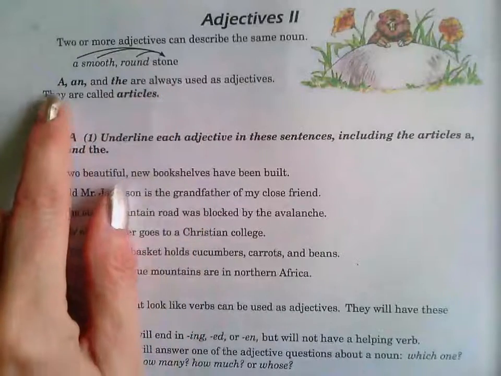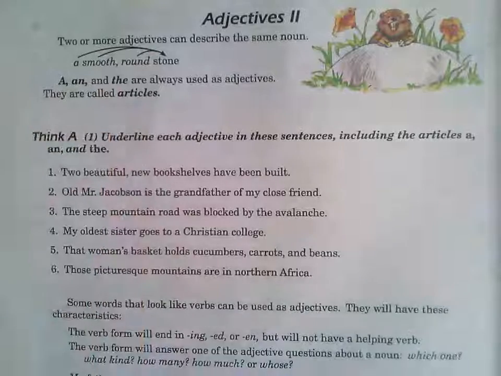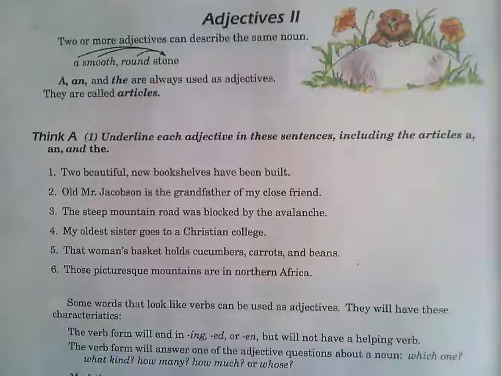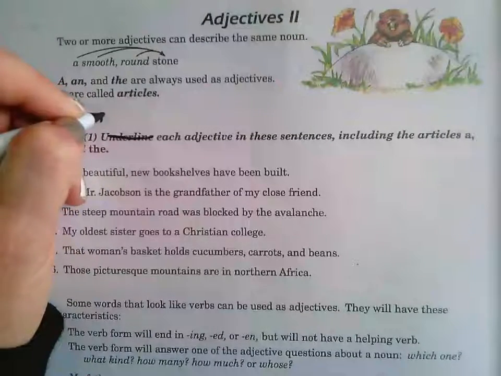And here's the other thing you need to always remember. A, an, and the. Those are easy. You don't have to figure out what part of speech they are. They are always, always, always adjectives. In fact, they're called articles or article adjectives. A, an, and the are always adjectives. Say it. A, an, and the are always adjectives. Easy peasy. So I do want us to change our directions on Think A. Go ahead and cross off underline and put draw arrow from.